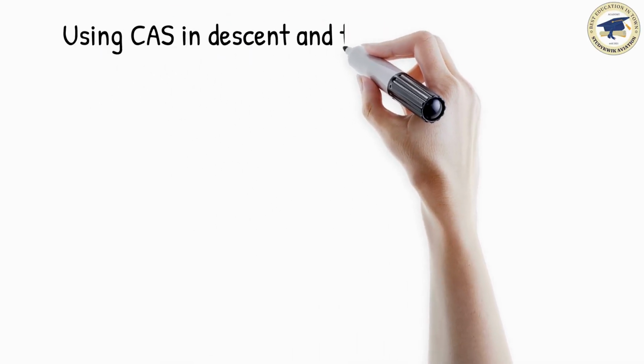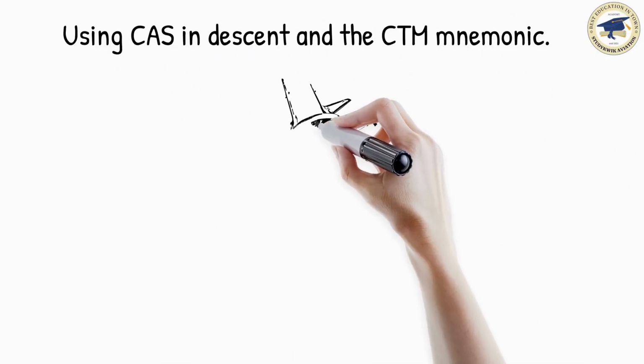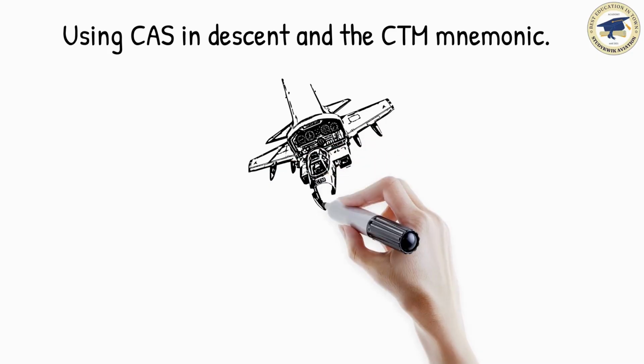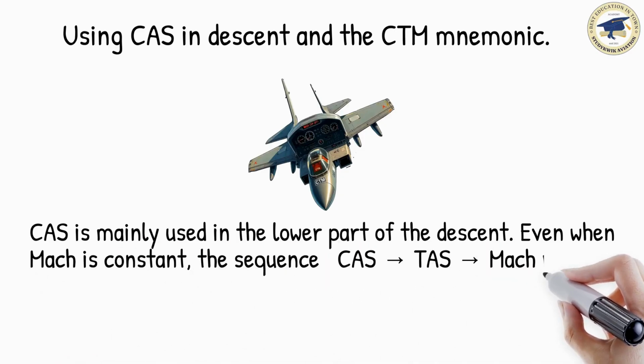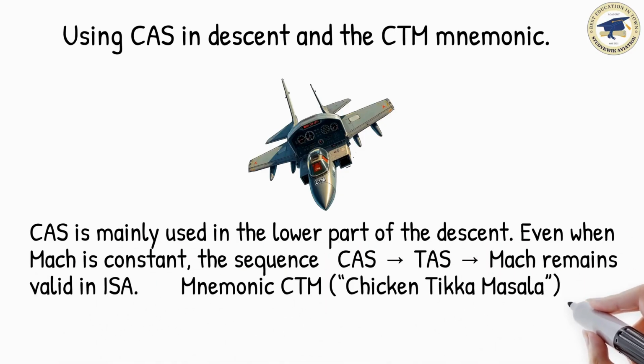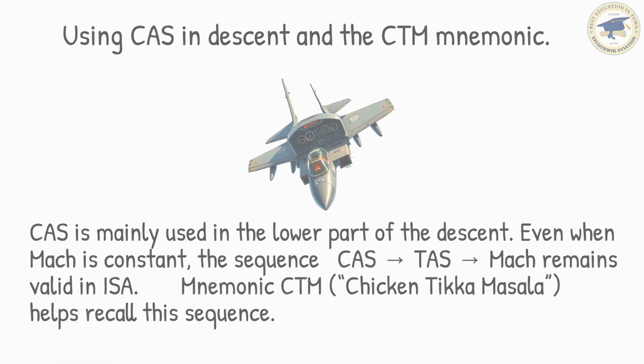CAS is mainly used in the lower part of the descent. Even when Mach is constant, the sequence CAS-TAS-Mach remains valid in ISA. The mnemonic CTM, Chicken Tikka Masala, helps recall this sequence.